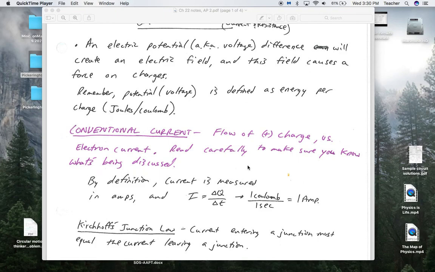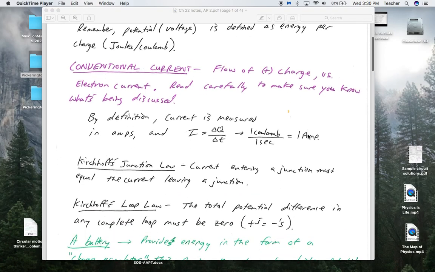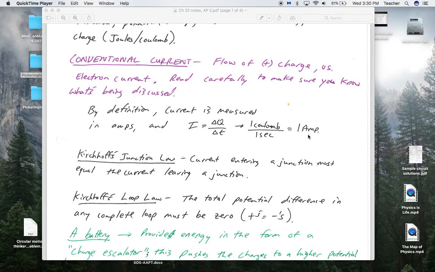So we are going to be thinking about conventional current in class unless things are specified as being electron current. So it's the flow of positive charge. You want to read carefully to make sure you know whether a problem or example is using conventional current or electron current.